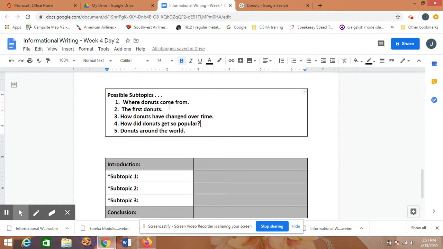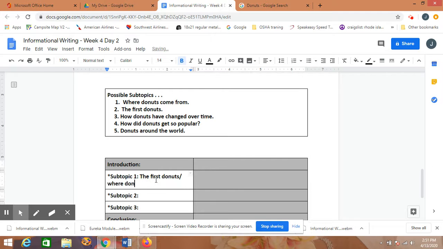So I think I'm looking at these two, where donuts come from and the first donuts. And I think those could actually belong together. So I'm going to make that all one subtopic. The first donuts, or where donuts come from. There's one. And then I actually like this one too.